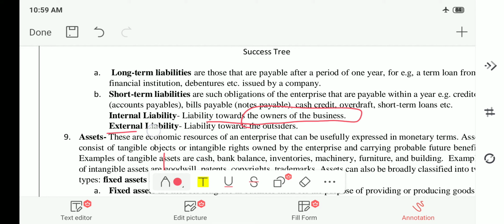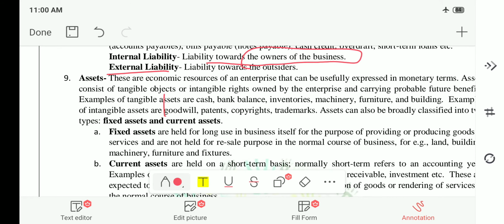Then external liability, whereas paying the amount to SBI is an external liability because SBI is not a part of the organization, therefore it acts as an external agent and I need to pay money to them, and that is external liability.